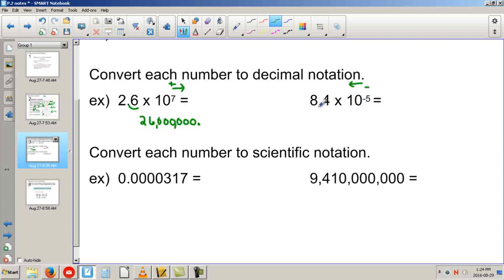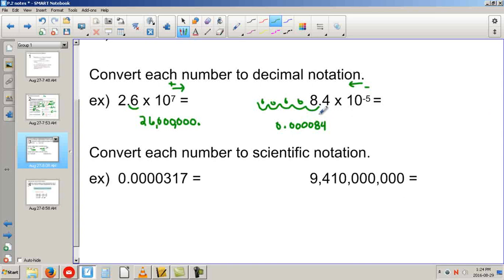Here, I need to move 1, 2, 3, 4, 5, and then put zeros in there. So it looks like I need 4 zeros. So let's go 0.1, 2, 3, 4 zeros, then 84. So those would be our expanded versions or decimal versions.